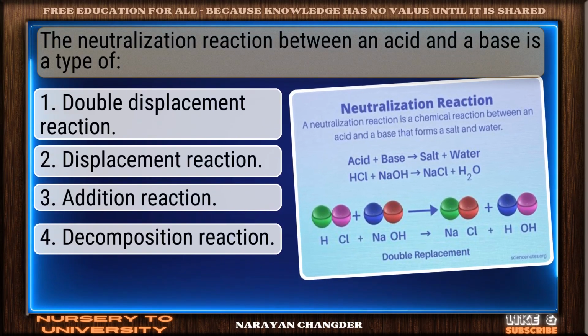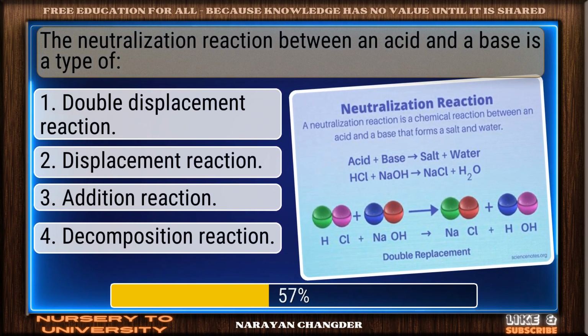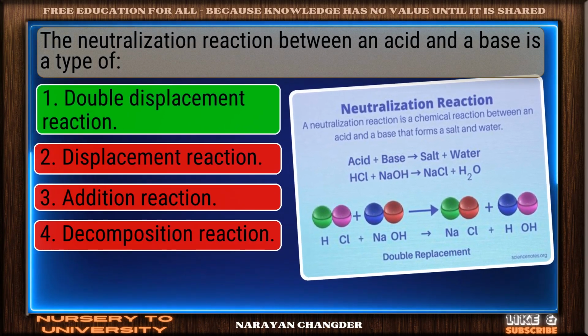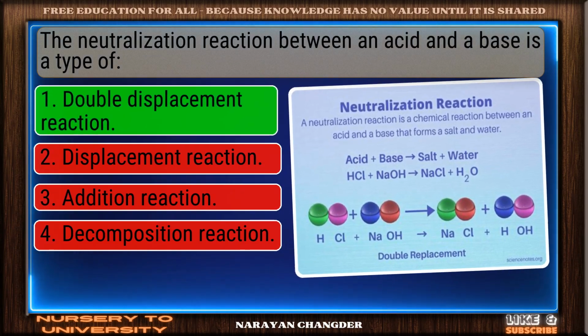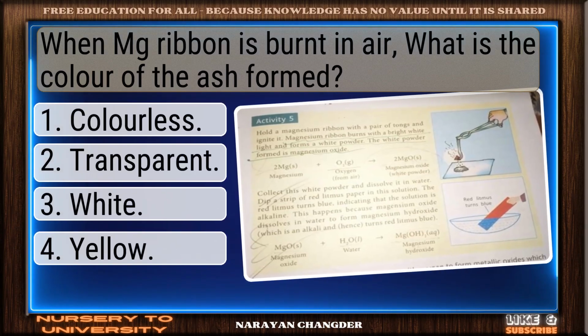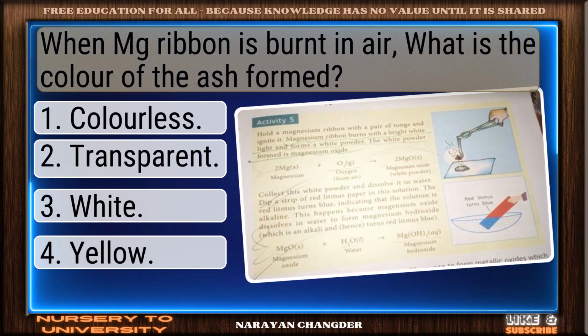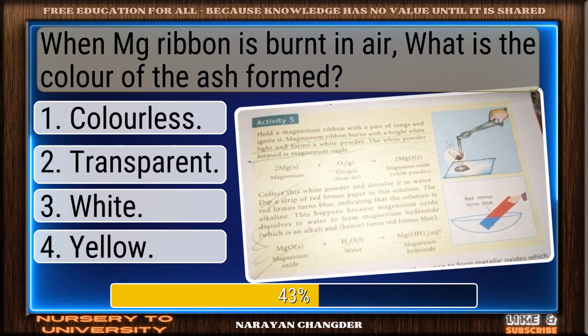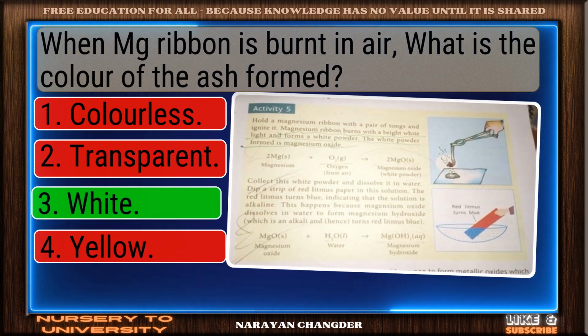The neutralization reaction between an acid and a base is a type of. Excellent choice. Double displacement reaction is right. When magnesium ribbon is burnt in air, what is the color of the ash formed? Nicely done. White is solid.